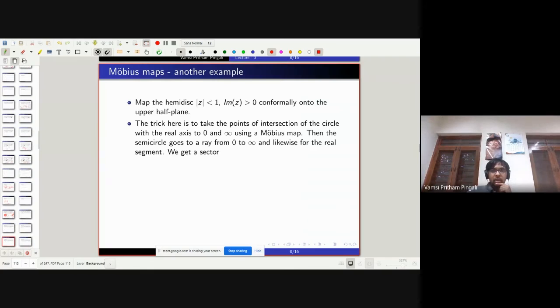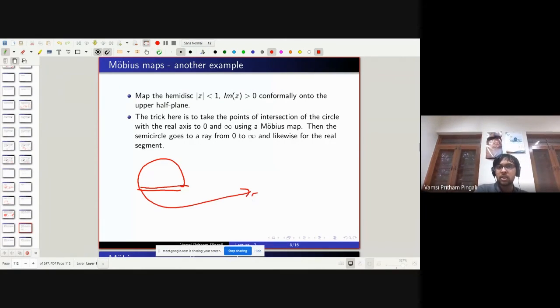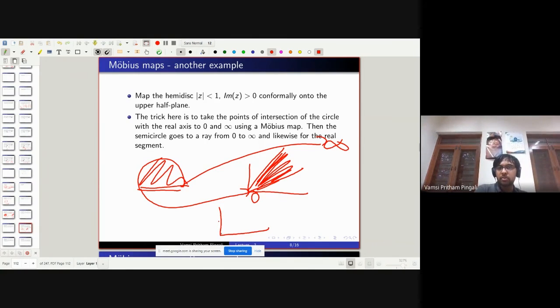We get a sector which, so I have not been complete here. All I'm saying is, under any Mobius map that takes this to 0 and this to infinity, this thing goes to a sector. What I'd like is for this to go to this precise sector.